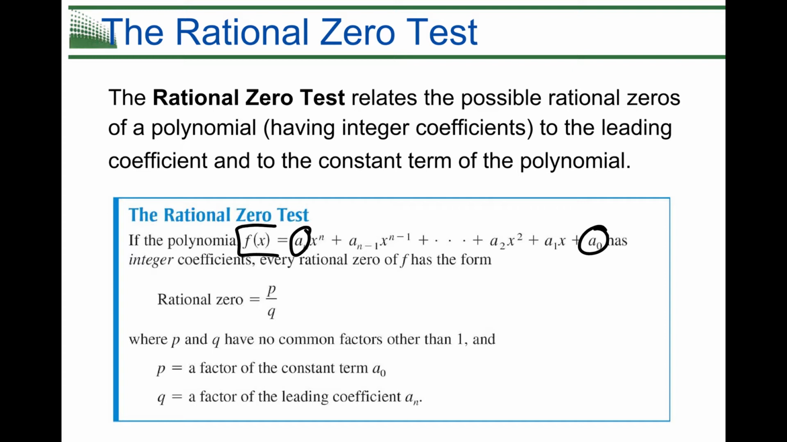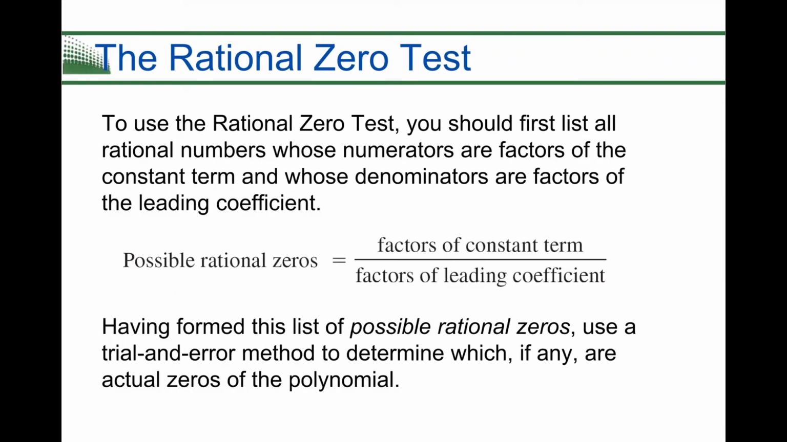And you do p over q. So this will be your p, and this will be your q. P is the factor of the constant term, and q is a factor of the leading coefficient. So let's do some examples and look at that. So to use the rational zero test, you first look at the list of all rational numbers whose numerators are factors of the constant term and whose denominators are factors of the leading coefficient.